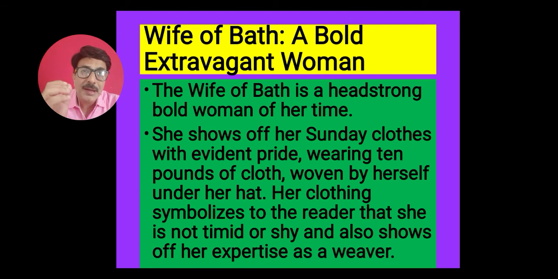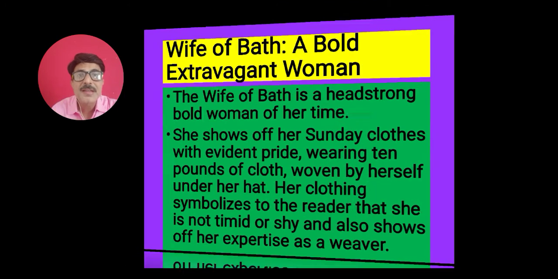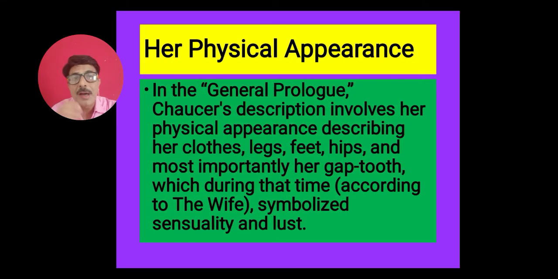She is a materialistic, bold woman who wears very expensive clothes, and that is why the Wife of Bath is considered an extravagant woman of the 14th century. As far as her physical appearance is concerned, physiognomy, as I told you in the beginning of this video today, Chaucer develops his characters through physiognomy by describing their physical appearances.